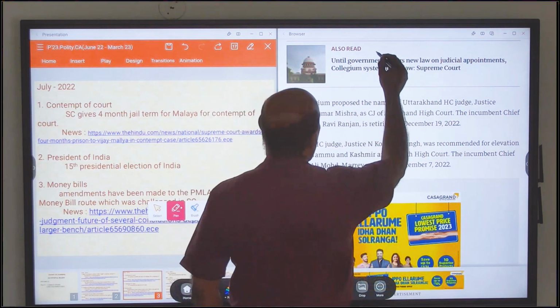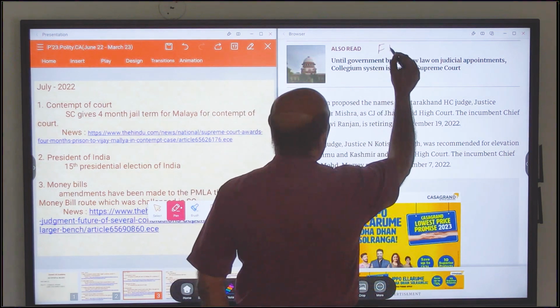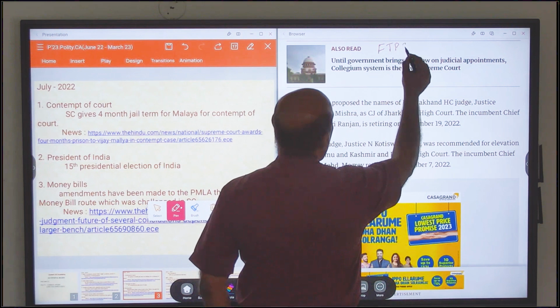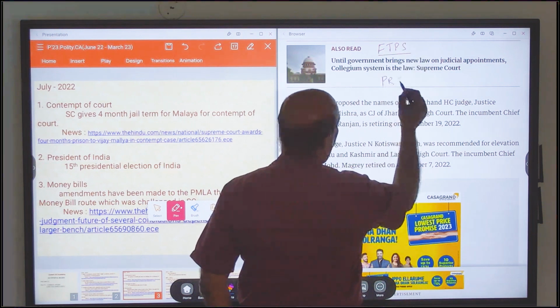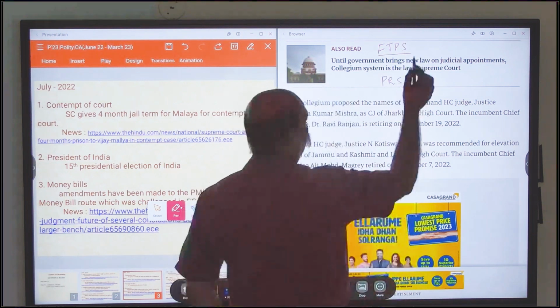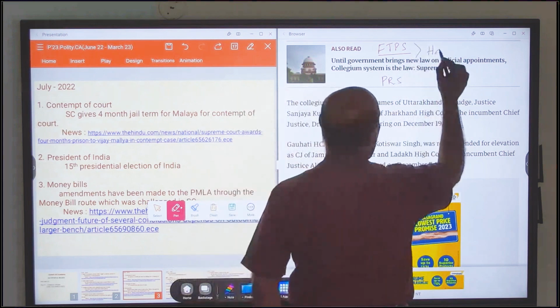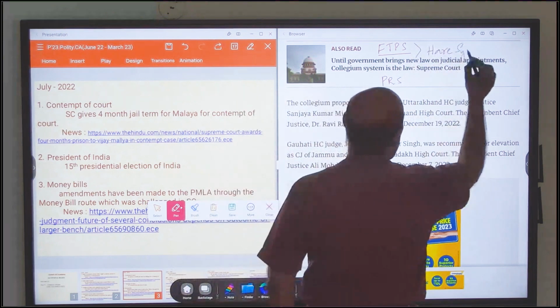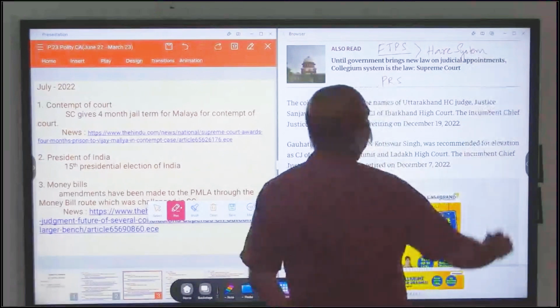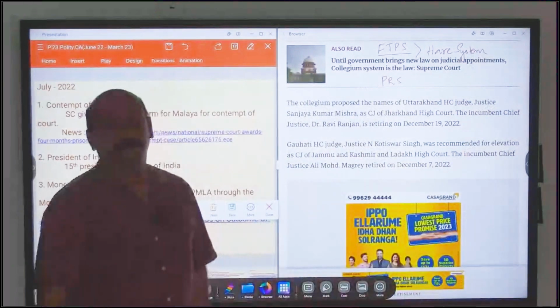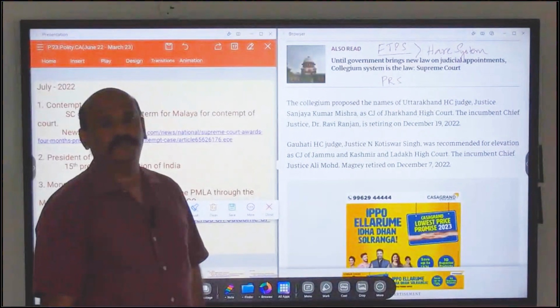We follow several systems: first past the post system, proportional representation system. They have asked it once. What is the hare system, they have asked. The first past the post system is sometimes referred to as the hare system.